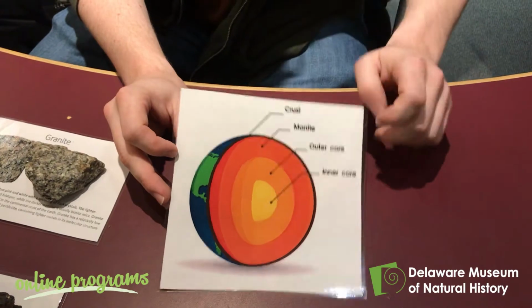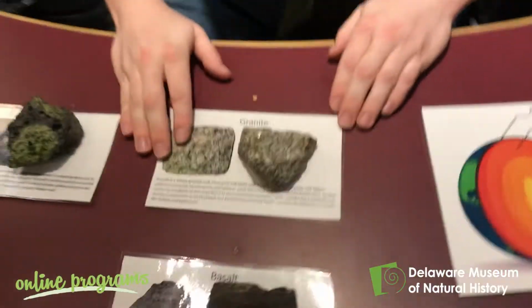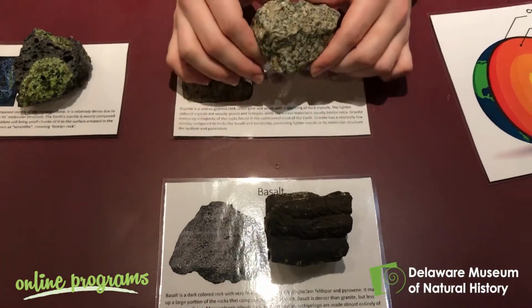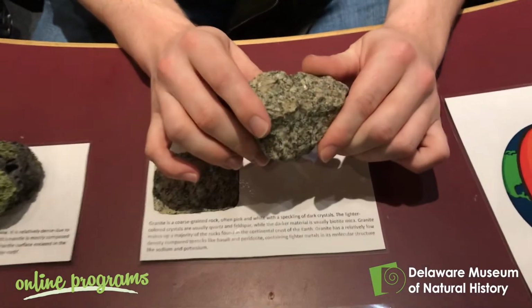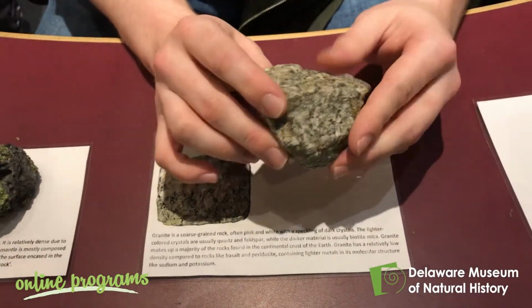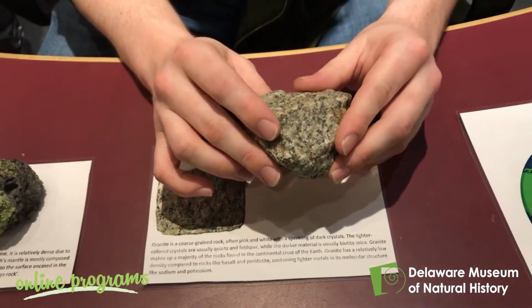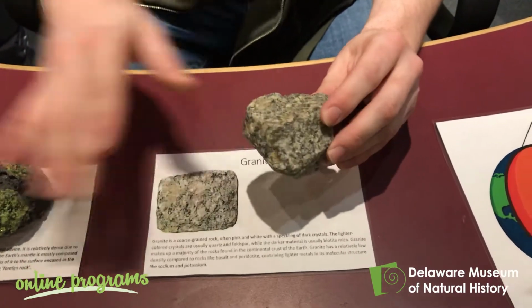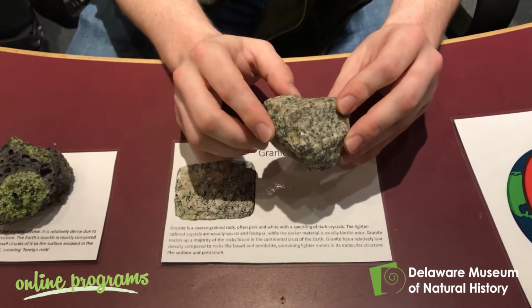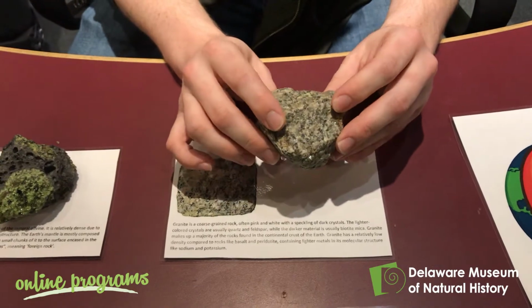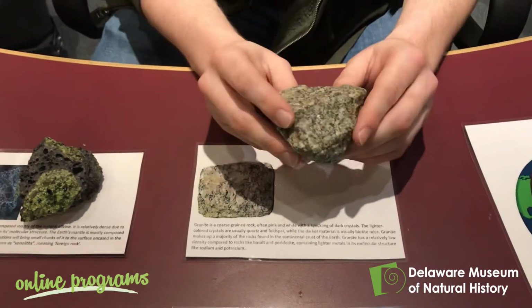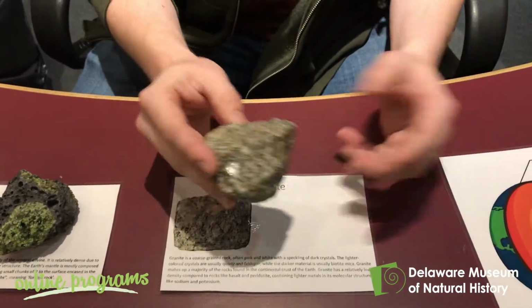So we're going to start off with the crust, and if we move over to these two samples here, we have our granite. Now, granite is what most of the crust on the continents is made of. It's a fairly low density rock compared to the other stuff that we have on the table here. And it's mostly formed in magma chambers underground where the rock crystallizes very slowly.